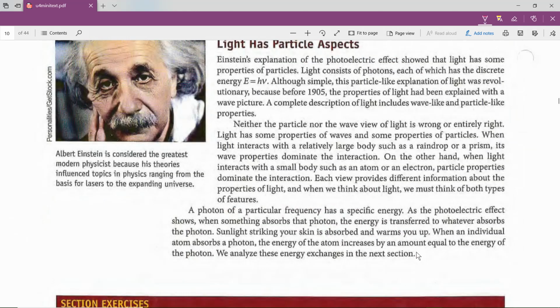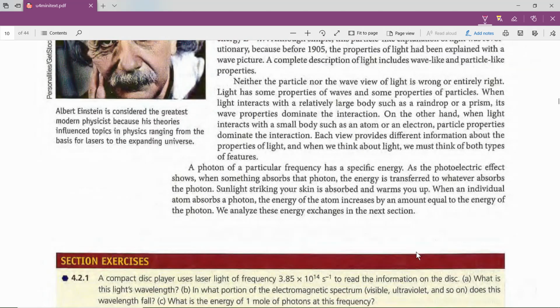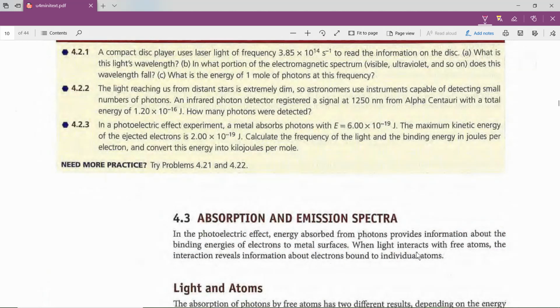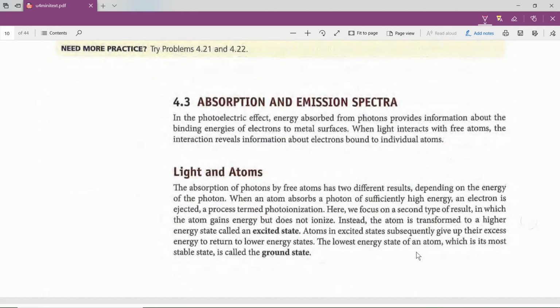Okay, so photoelectric effects show that light has some properties of particles, and there are also some properties of light that behave as waves, diffraction, interference patterns, etc. And same with electrons. Electrons can behave as waves, electrons can behave as particles, depending on what properties you're talking about. Okay, section exercises, those you can try on your own. And then we get to absorption spectra. That'll be our second lecture.